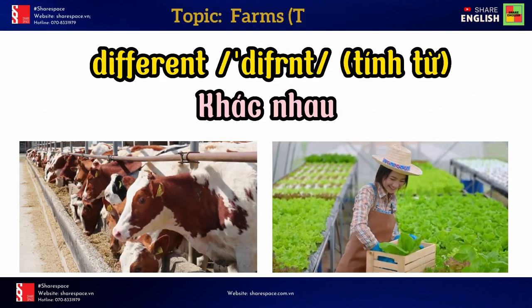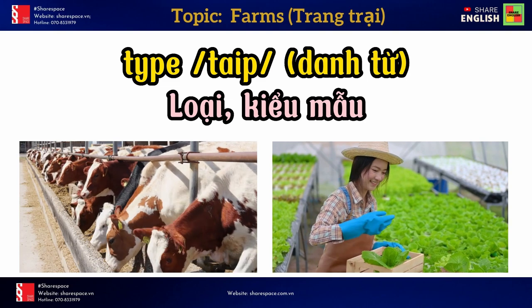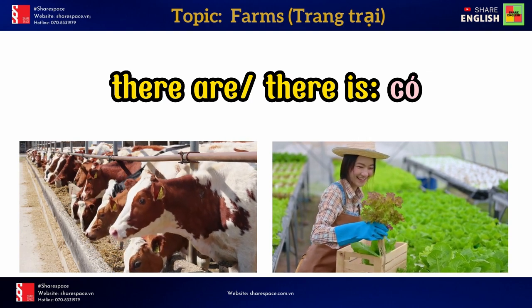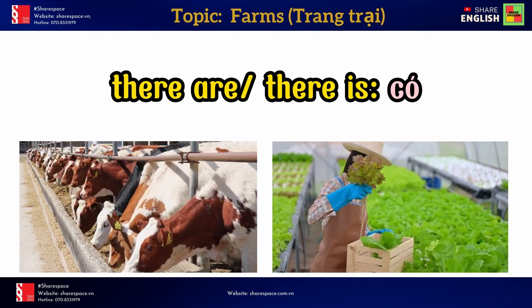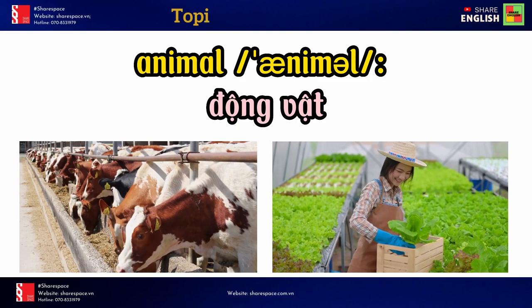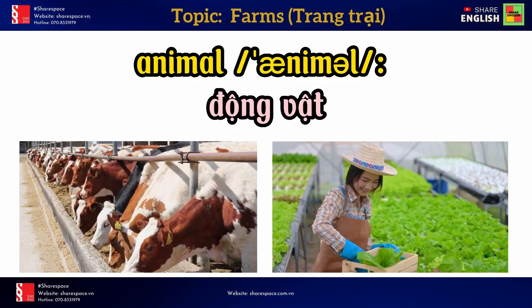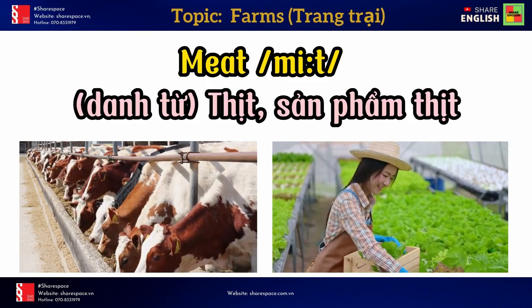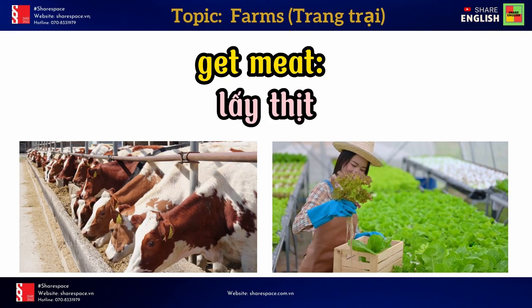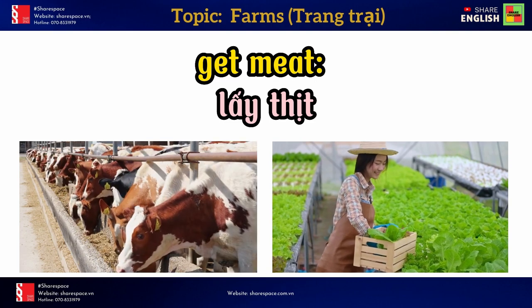Different. Type. There are, there is. Animal. Meat. Get meat. Wool.